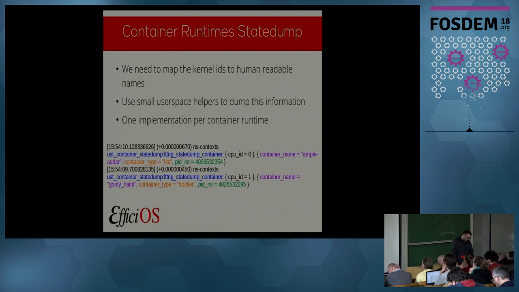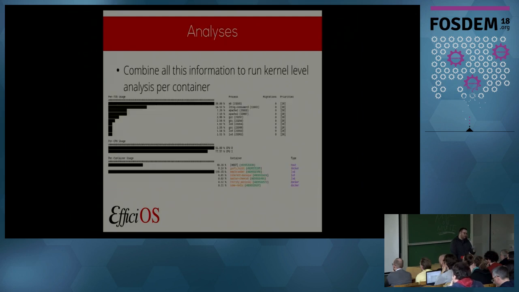And here we see that I wrote a basic implementation that outputs events, and you can see that we get the container name and the container type, and its PID NS that we can use to correlate with the events we saw before.